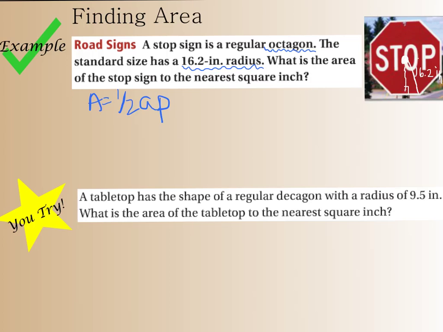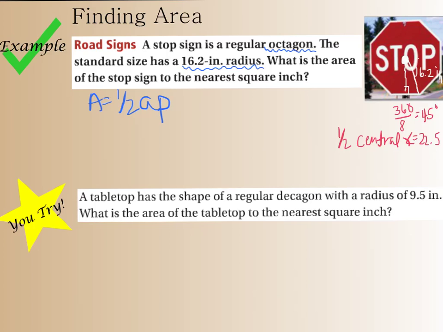central angle here. If I have an octagon, I do 360 divided by 8 sides. That gives me 45 degrees. But I don't want the full 45. I want to cut that in half. So I know that my half a central angle is 22.5. So that's the angle that we're going to be using, 22.5.